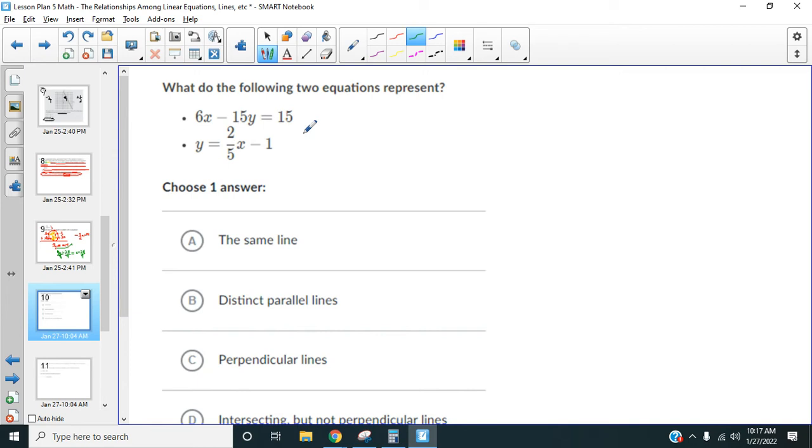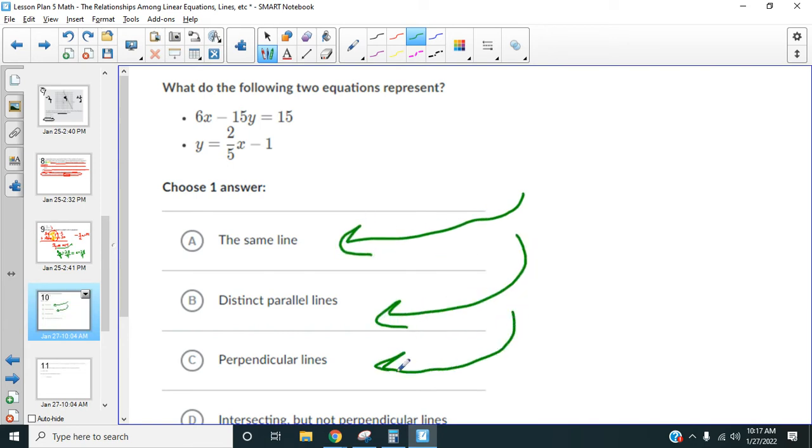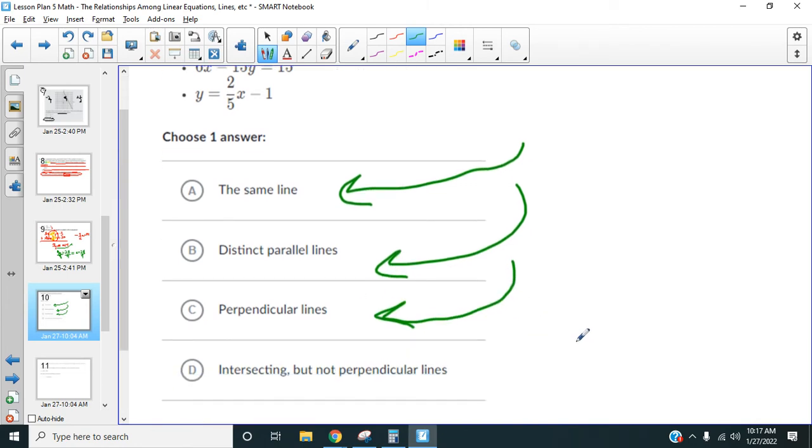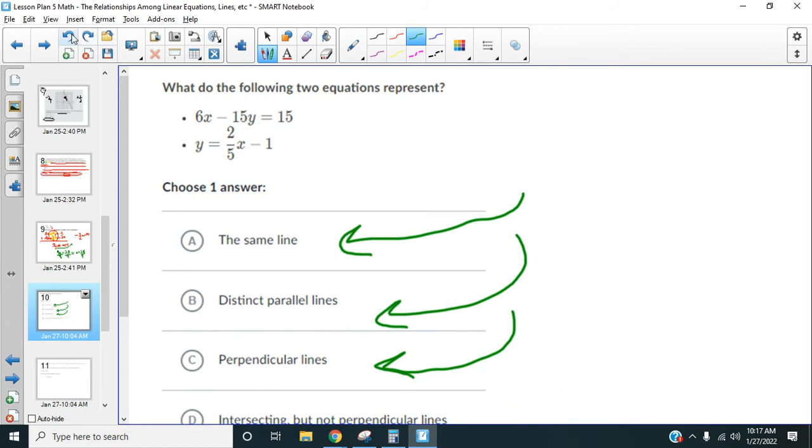Okay, if they're the same line, everything's going to be the same. If they're parallel, the slopes are the same. If they're perpendicular, opposite reciprocals. That's what we just talked about. If they're intersecting but not perpendicular, that would mean they have different slopes, but not opposite reciprocals. Right? So let's run through all those again.